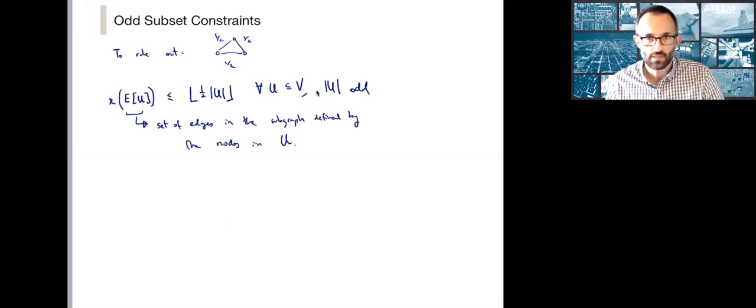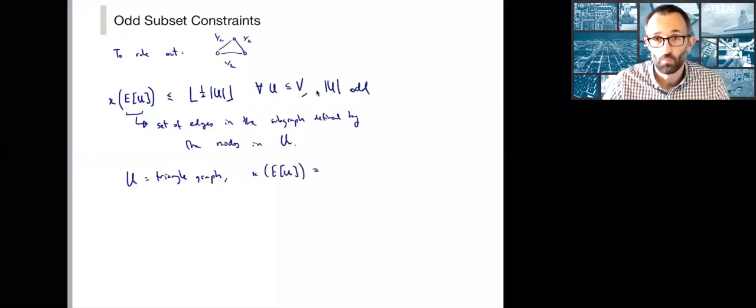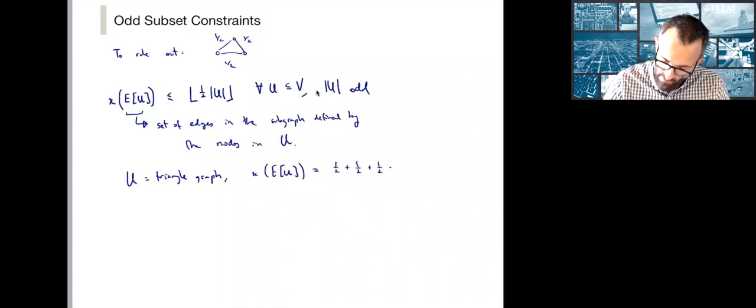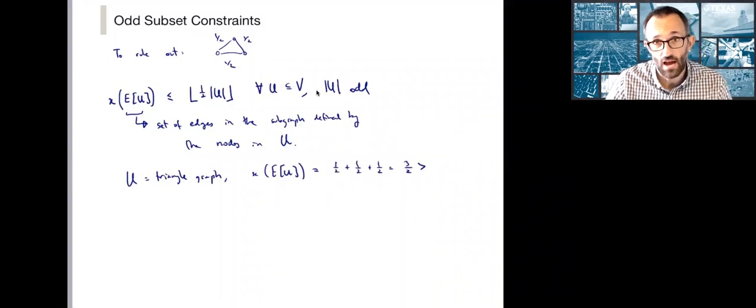And so immediately you can see that the triangle violates this, because for U the triangle graph, x(E(U)) is equal to the sum of the weights on every single edge. So it's 1/2 plus 1/2 plus 1/2, which is 3/2, which is bigger than the floor of 1/2 of 3, which is 1. And so that should make us happy. So this is going to rule out the triangle.